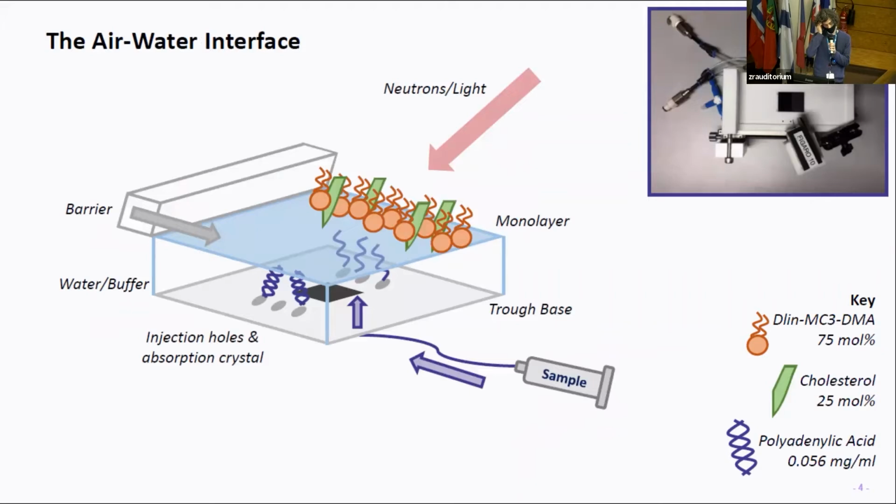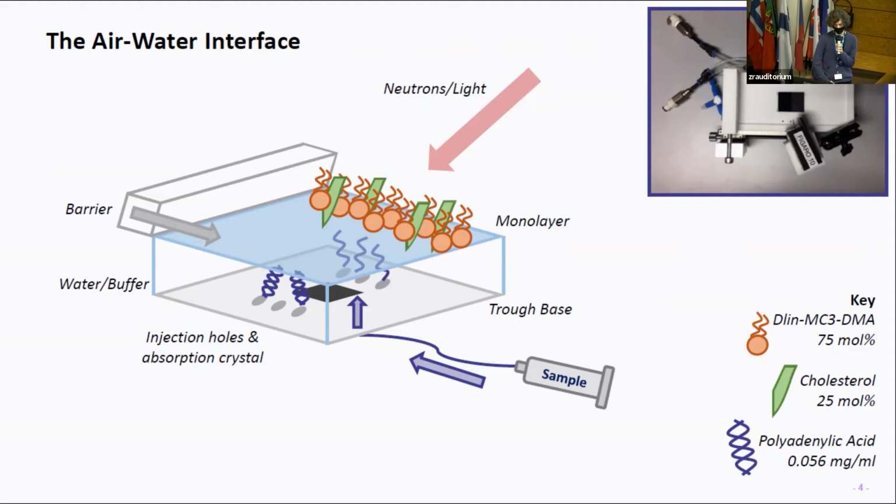So the air-water interface is pretty much exactly what it sounds like. The blue in the diagram is water or buffer, which means I can set the pH to whatever I want. And then I just put my flat monolayer on top of this water. And as you can see through the syringe here, I inject the genetic material sample under the monolayer. And this is actually quite new to the ILL. We didn't have this before I arrived. So what you can see in the top right-hand corner is a piece of equipment that I've designed and made myself with the technicians at the ILL.